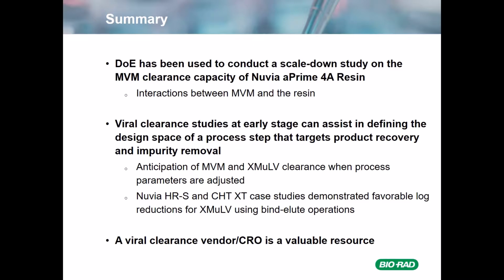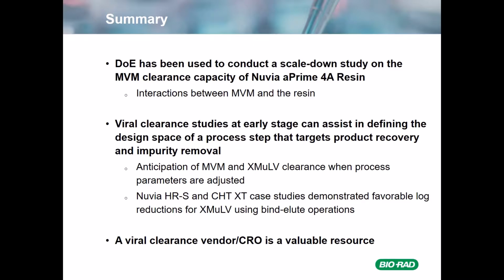Next, viral clearance studies at early stage can assist in defining the design space of a process step that targets product recovery and impurity removal. By anticipating where the MVM and MuLV clearances can be, if your process changes or your parameters are adjusted, you're able to have an idea of what your clearances might be before you actually go to do those studies.